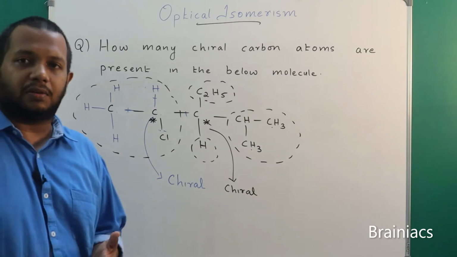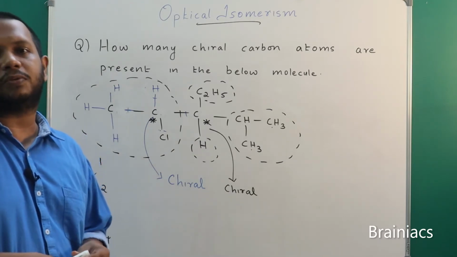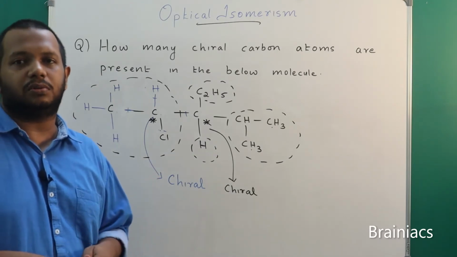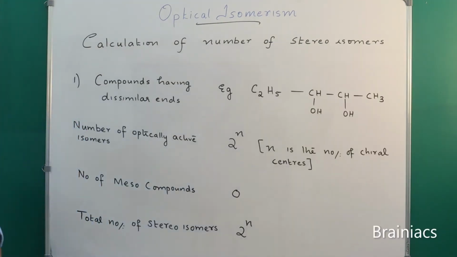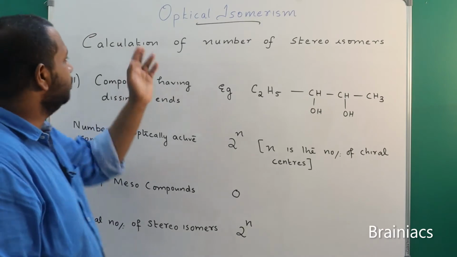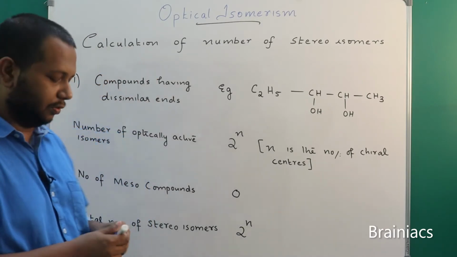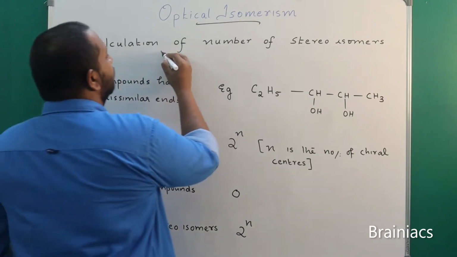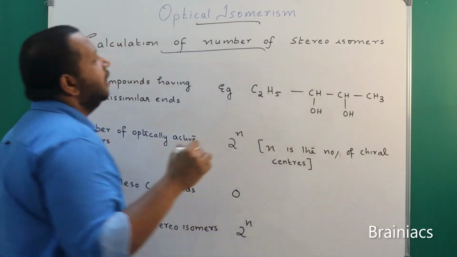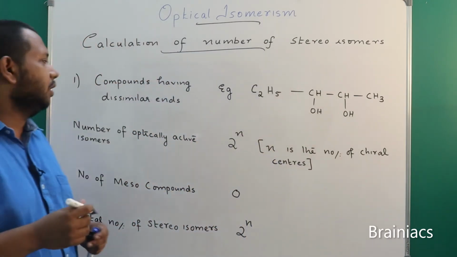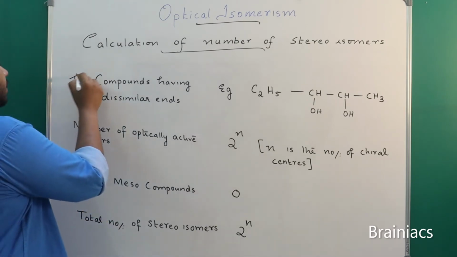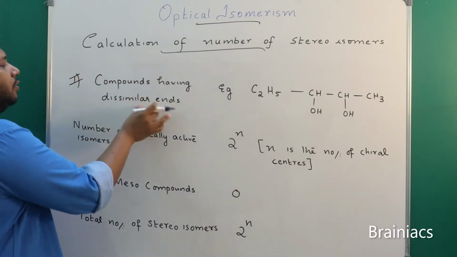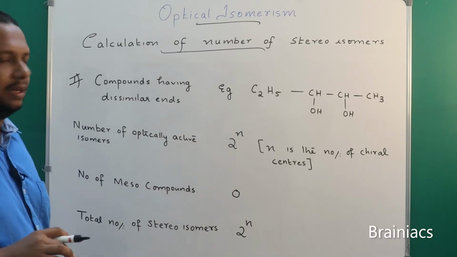We need to understand how to calculate the number of stereoisomers. That is what we are going to do next. So next we will do the calculation of the number of stereoisomers. We will have different workouts actually. So we have different classes of compounds. The first class of compounds that comes under this category is compounds having dissimilar ends.